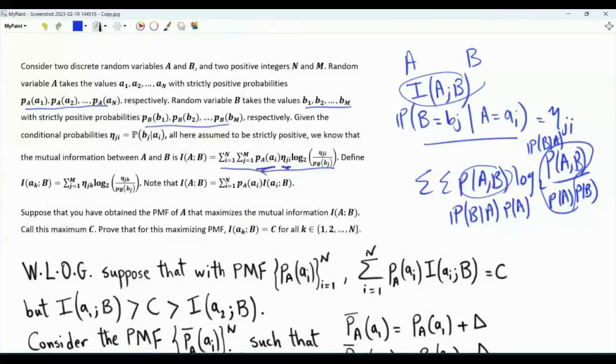Hence, the mutual information can be written as the double sum over i and j of eta ji, those are the conditional probabilities, times the probability that A is equal to Ai. And inside the logarithm, we have in the numerator eta ji, and in the denominator, the probability that the random variable B is equal to Bj.